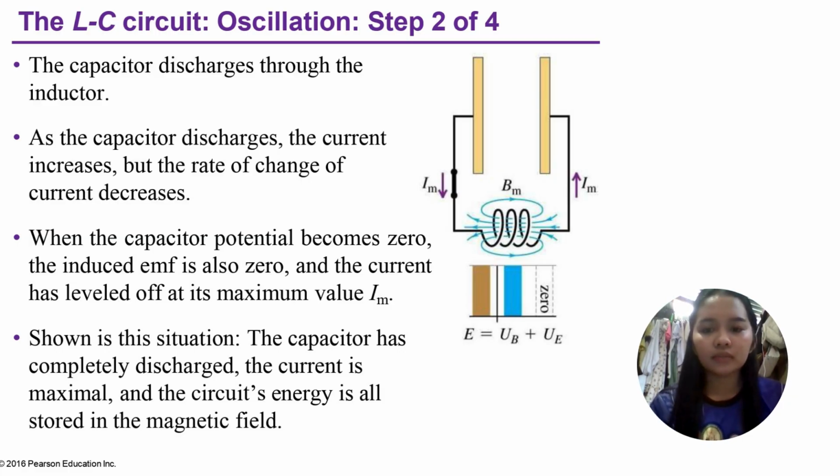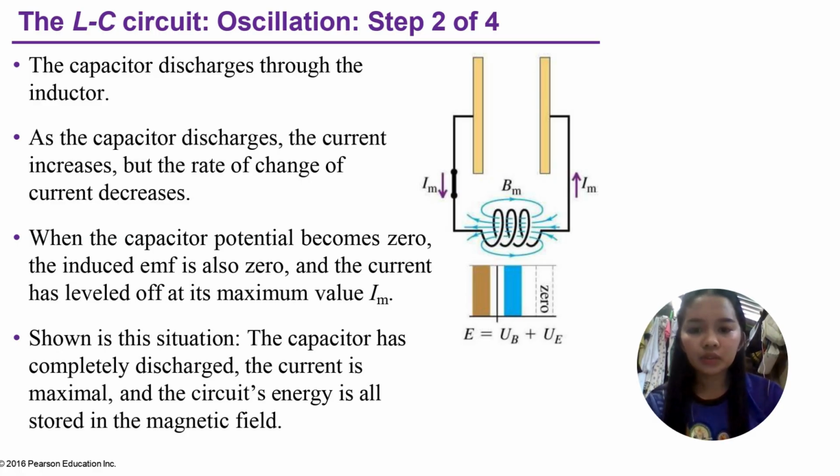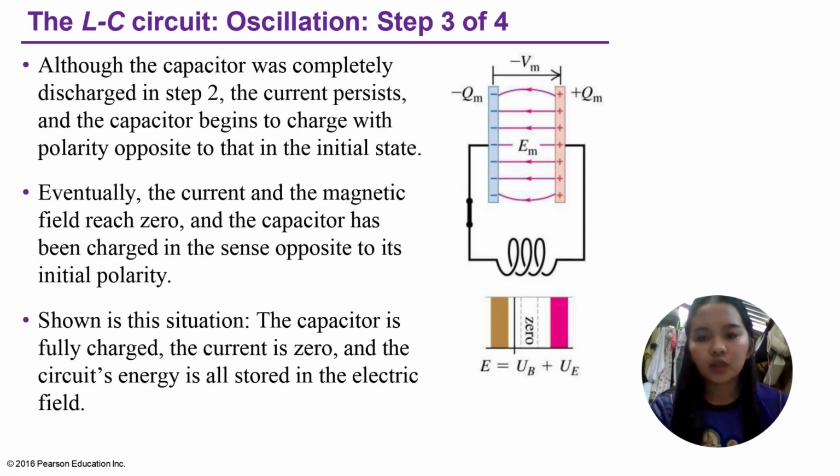reaches its maximum value. So here, as the capacitor discharges, the current increases, but the rate of change of the current decreases. So when the capacitor potential becomes zero, the induced EMF is also zero, and the current is at its maximum value of initial I.